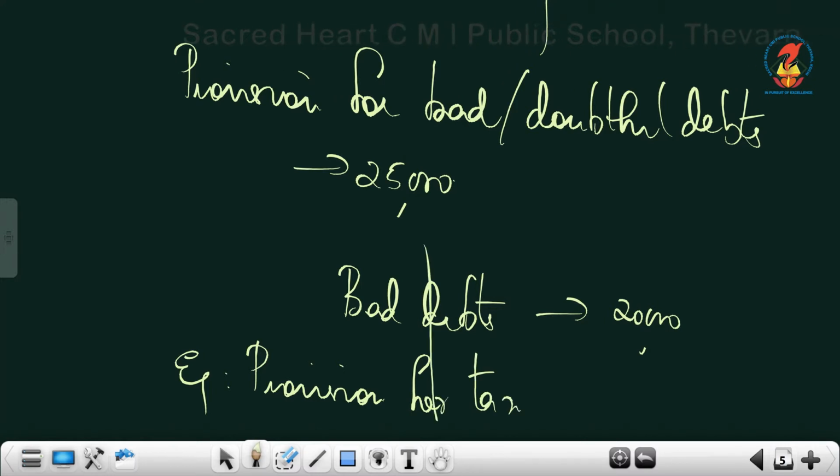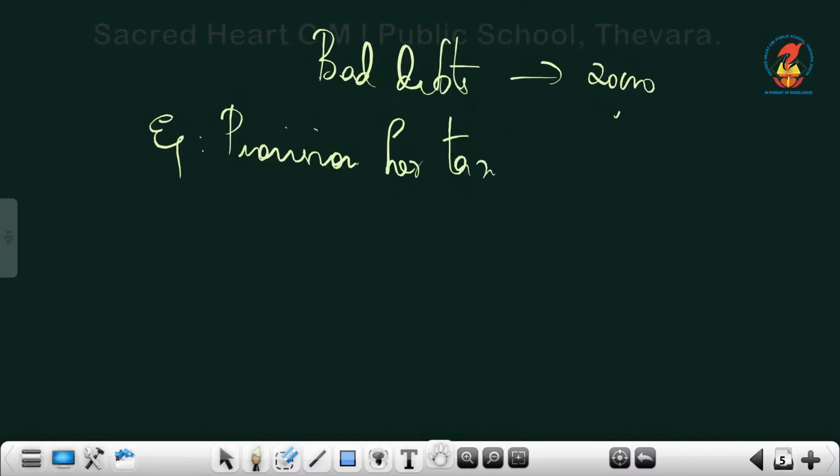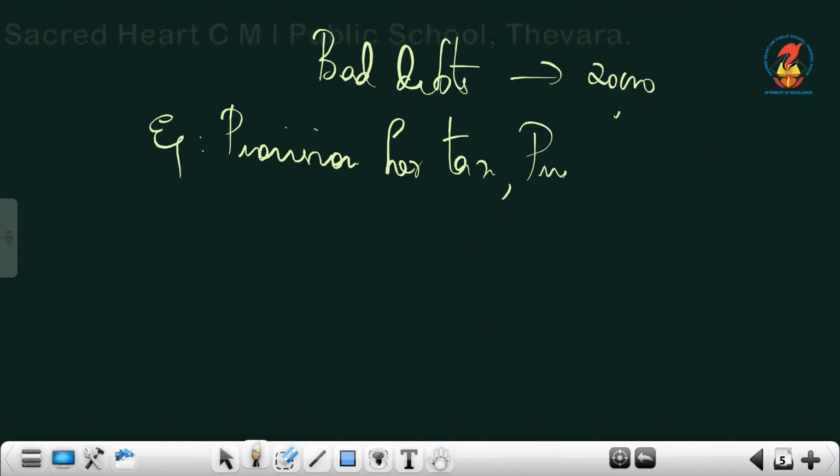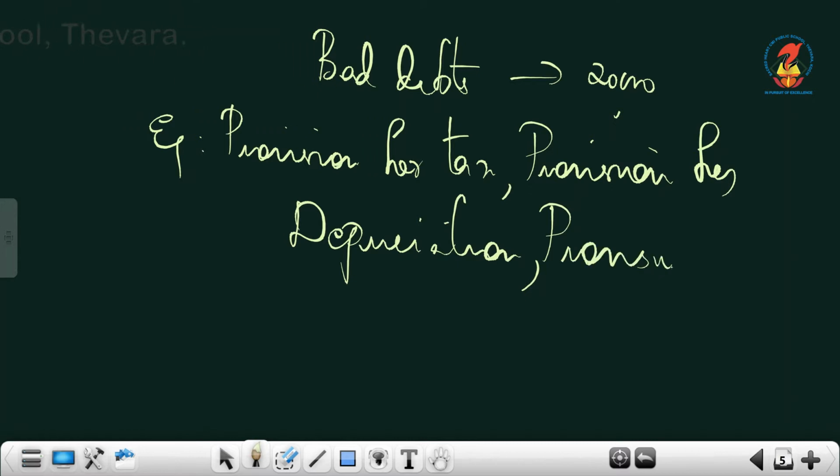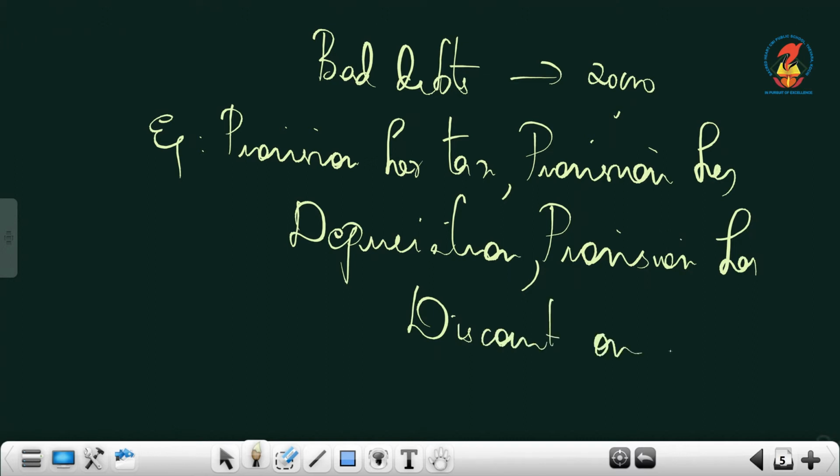Then provision for depreciation. Then in that chapter adjustment we have discussed one provision, that is provision for discount on debtor. So all these examples you can write.